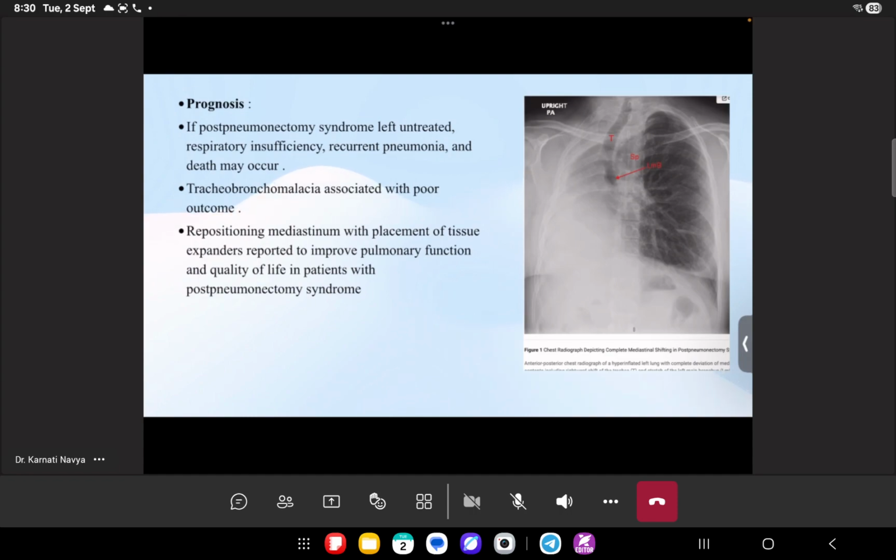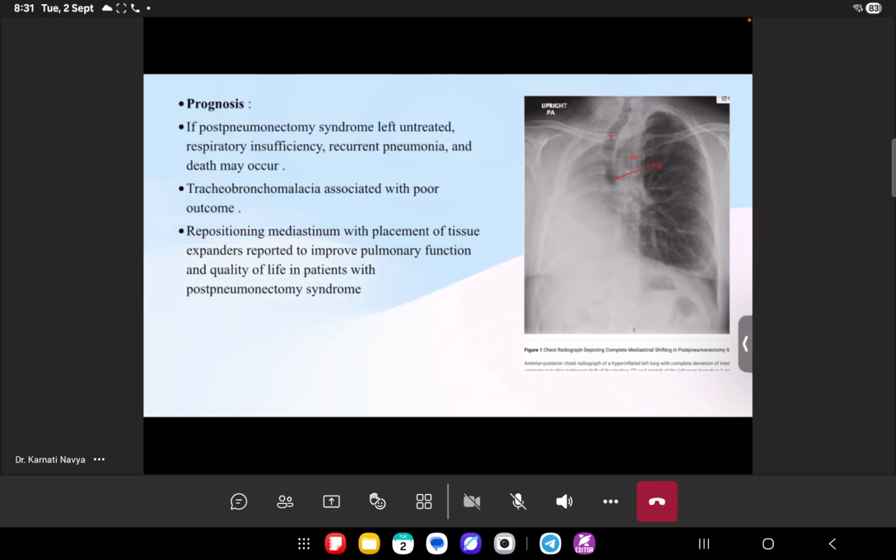Prognosis: if post-pneumonectomy syndrome is left untreated, respiratory insufficiency, recurrent pneumonia, and death might also occur. Tracheobronchial malacia is associated with poor outcome. Repositioning the mediastinum with placement of tissue expanders is usually reported to improve pulmonary function and quality of life in patients with post-pneumonectomy syndrome.